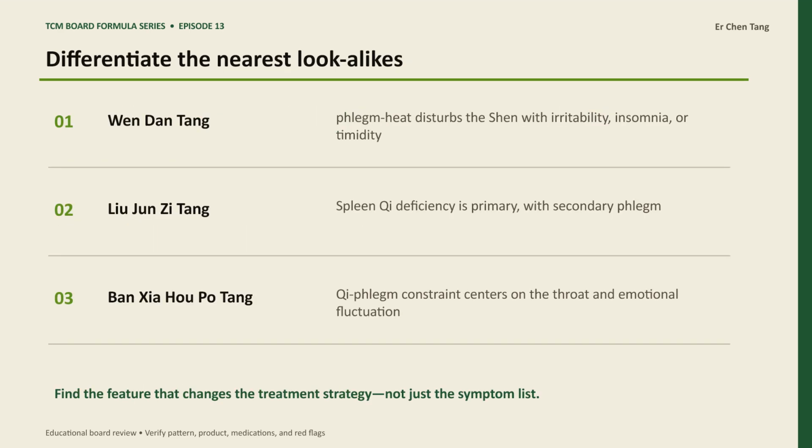Differentiate carefully. Wen Dan Tang: phlegm heat disturbs the Shen with irritability, insomnia, or timidity. Liu Jun Zi Tang: spleen qi deficiency is primary, with secondary phlegm. Ban Xia Hou Po Tang: qi phlegm constraint centers on the throat and emotional fluctuation. When two formulas seem close, identify the single feature that changes the treatment strategy.